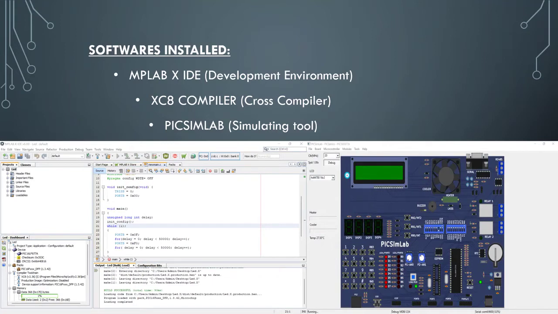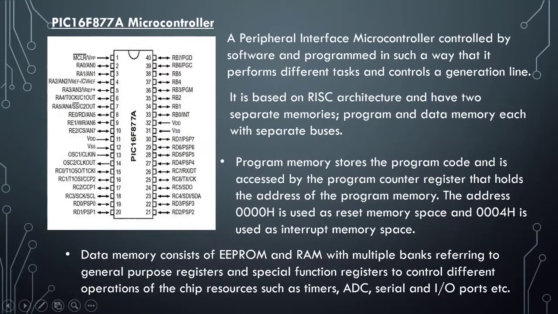From the PICSimLab, as you can see, we have many peripherals embedded into it. So we have the PIC microcontroller here. And then you have the LCD, the fan, the 7-segment display, the digital pads, the LEDs, the potentiometer, the RTC, the real-time clock, the EEPROM, and many other peripherals that are utilized in the PICSimLab environment.